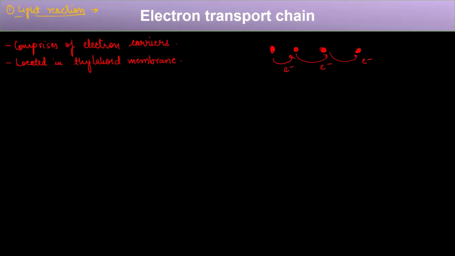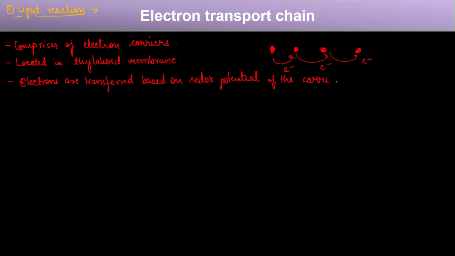Now, if someone asks what is the condition, or under what situation the electron will get transferred from one carrier to another, it is done on the basis of the redox potential of that carrier. Electrons are transferred based on the redox potential of the carriers.